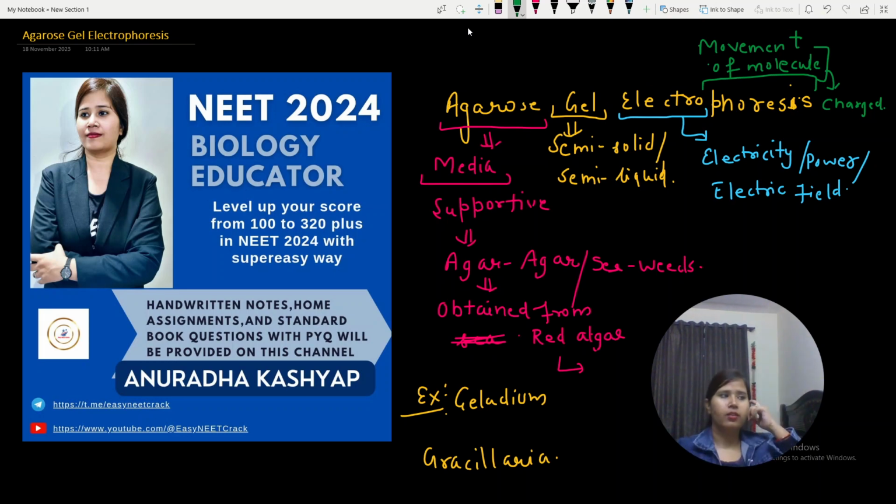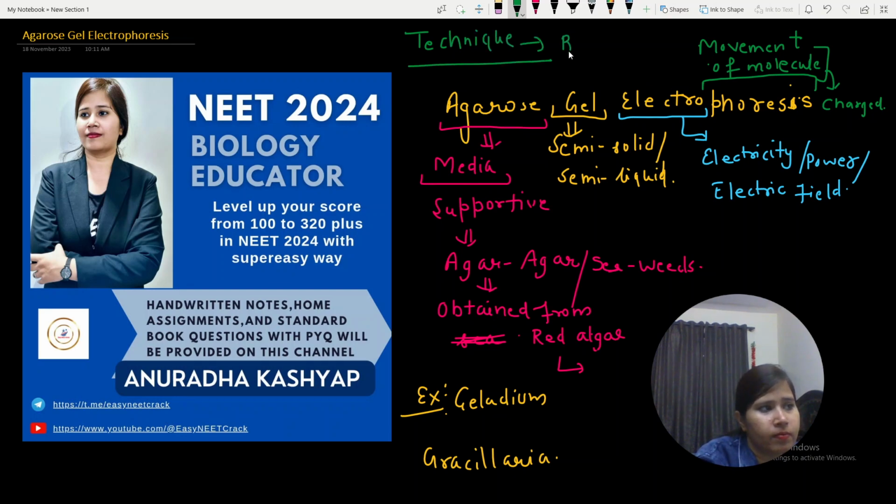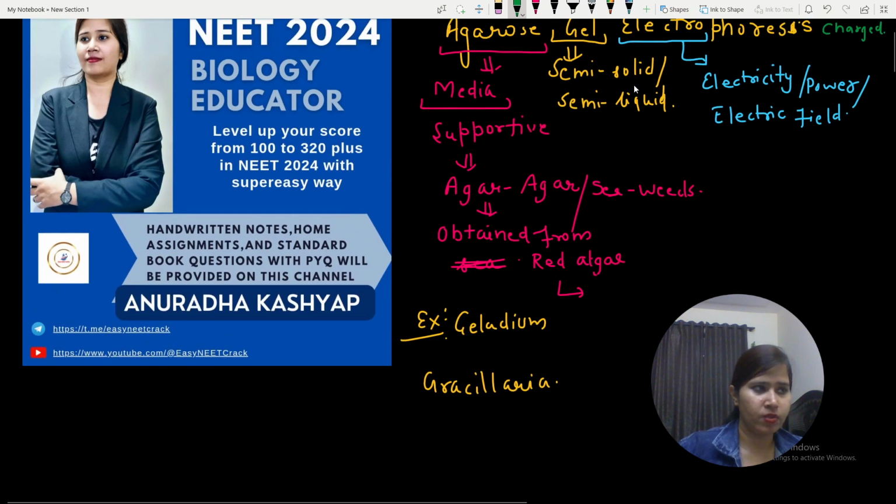I will write down all the properties of DNA in the respective slide. So this is the meaning of your technique, that is agarose gel electrophoresis. And when we talk about this technique, we are going in detail. It is a technique which is used in biotechnology. A. Tiselius was the discoverer of agarose gel electrophoresis. He was the first person who discovered it.